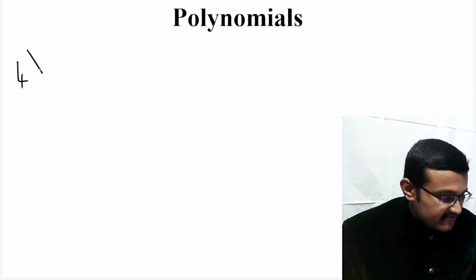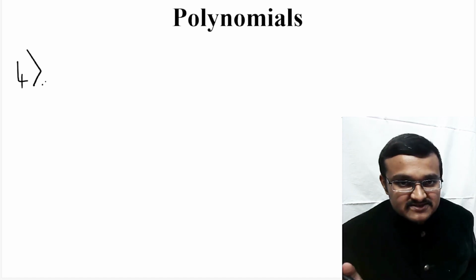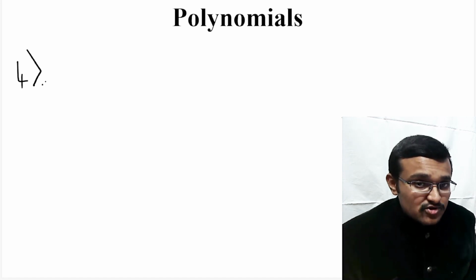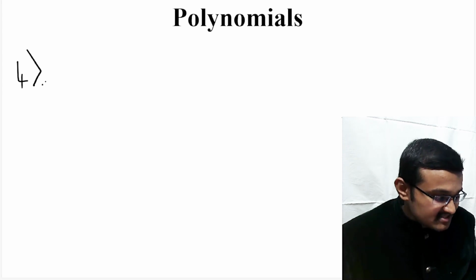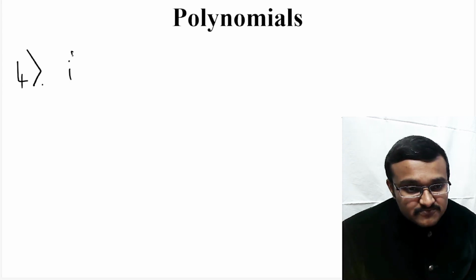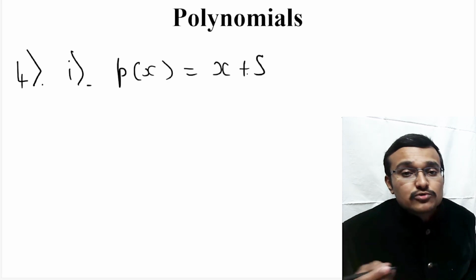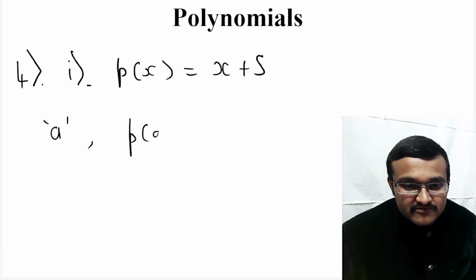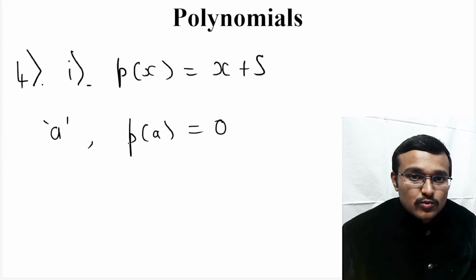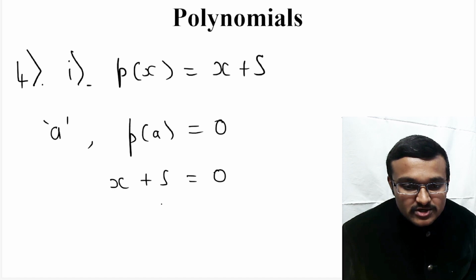So now we will move on to the fourth question. Here, find the 0 of the polynomial in each of the following cases. They are not giving any 0 of the polynomial and they are not asking to verify. Here you should only find out the 0 of the given polynomials. The first polynomial is p of x is equal to x plus 5. So how to find the 0 of a polynomial? If a is the 0 of a polynomial, then p of a is equal to 0. Now we don't know the value of a, so directly you can take x plus 5 is equal to 0. That means x is equal to minus 5.